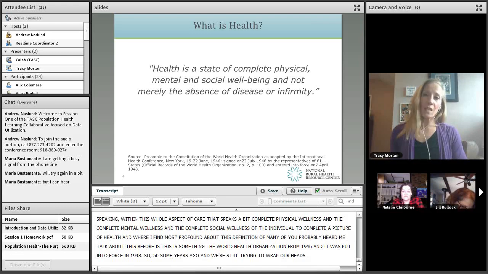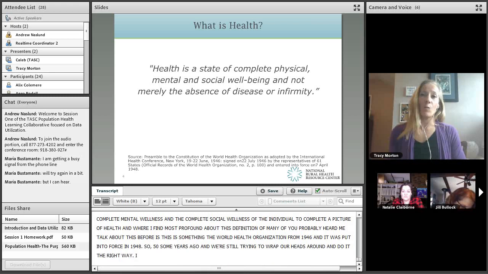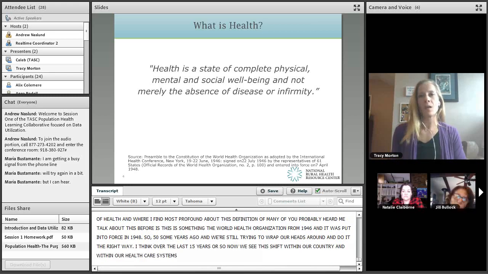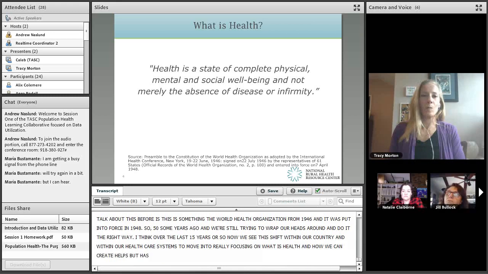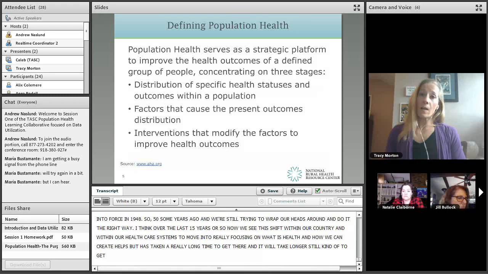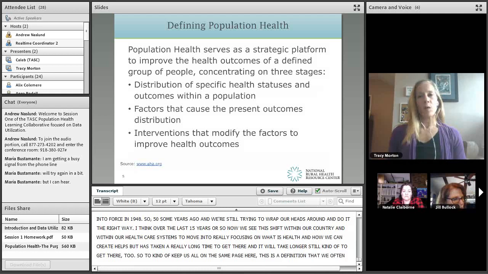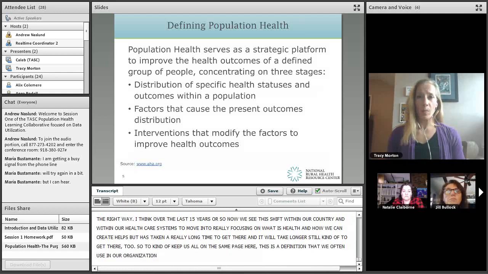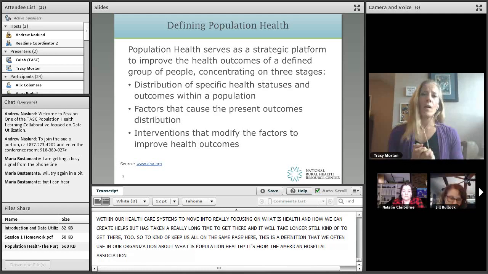What I find most profound about this definition, and many of you have probably heard me talk about this before, is that it is from the World Health Organization from 1946. It was put into force in 1948, so 70-some years ago, and we're still trying to wrap our heads around this and do it the right way, if you will. Over the last 15 years or so, we've seen a shift within our country, within our healthcare systems, toward focusing on what is health and how we can create health, but it's taken a really long time to get there, and it'll take longer to fully get there too.